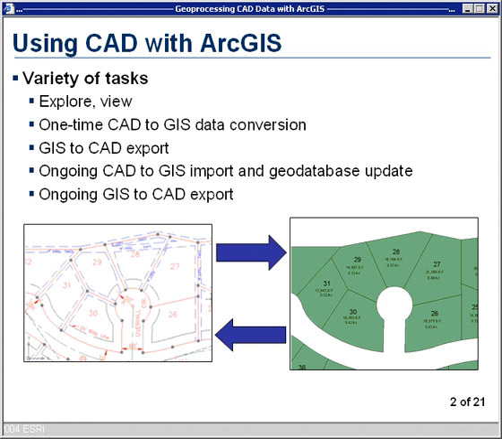CAD can be used in a number of ways with ArcGIS, but any of these number of ways will require various geoprocessing tools. Even a simple view to explore the CAD data requires some kind of data translation. You may only need to use one tool once in a while to convert CAD to GIS, or you may be using many tools on a daily basis to support ongoing GIS to CAD conversions. ArcGIS provides you with tools to support all of these different tasks.